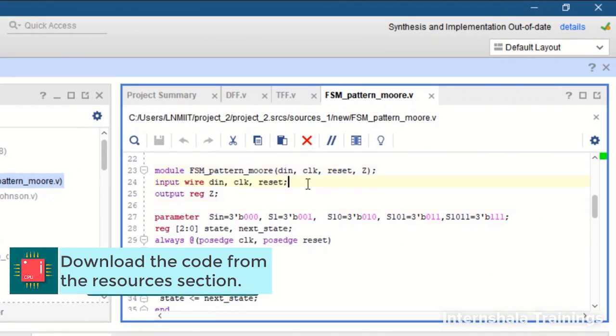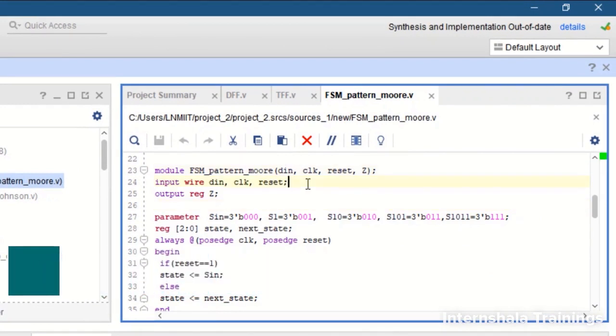We are having FSM pattern using Moore's machine. Input is D in, which will be our input stream, zeros or ones. There is a clock, there is a reset, and the output is Z. We are declaring that D in, clock and reset are our wires, and output is Z, which is a register. We are defining the parameters. There are states S initial, S1, S10, S101 and S1011. These are the 5 states.